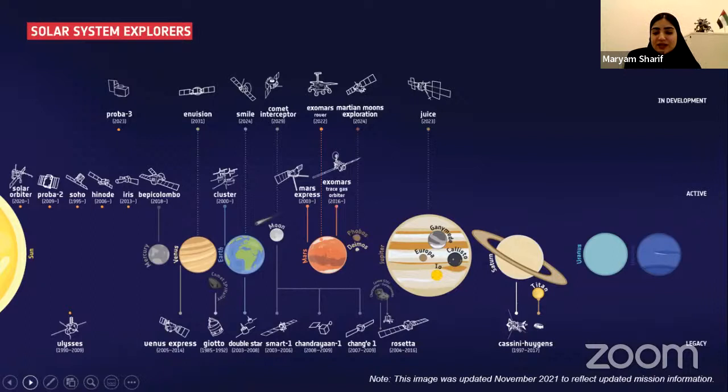So this image is for the European Space Agency missions. As we can see at the bottom, they call it legacy, as in what we had in earlier stages. If we go to the second level, we have the active solar space explorers. And if we go to the top, we have the robotics that are under development. So this is really interesting to check out what we have in outer space in terms of robotics.